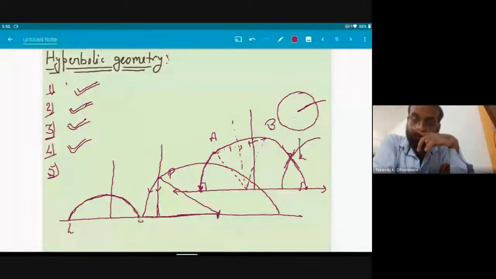So great, we have some geometry which is different from the Euclidean geometry. Why is this important? First of all, this is very useful in low dimension topology. This is actually a basic geometry which you need to understand hyperbolic geometry.